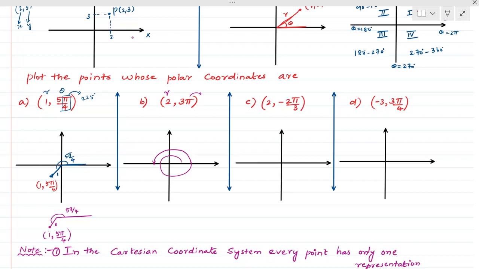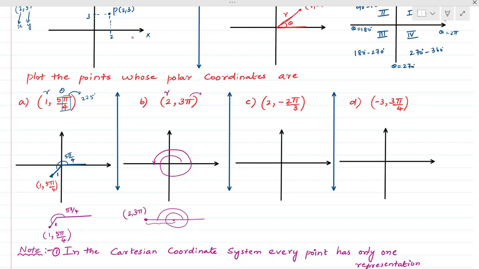So this is the theta value. How will you draw the graph for this one? I draw it here. This is one full rotation, and it will reach here. And the value of r will be here from the center: this is 1, this is 2 units, so the length is 2 units. I write this point as 2 comma 3 pi.